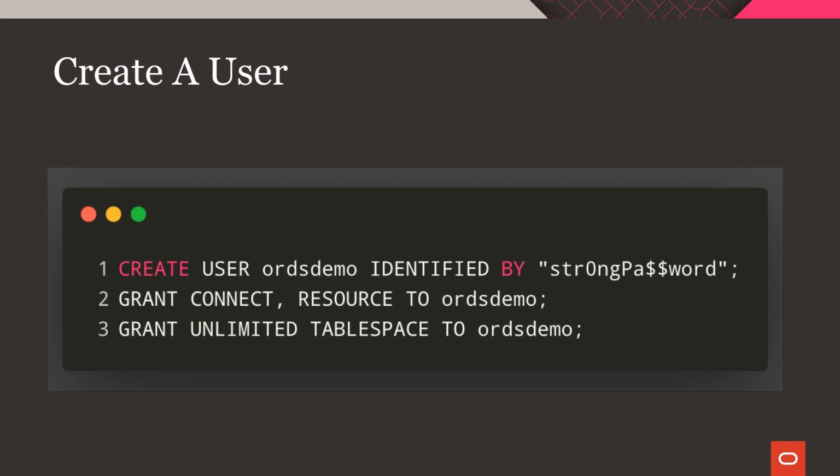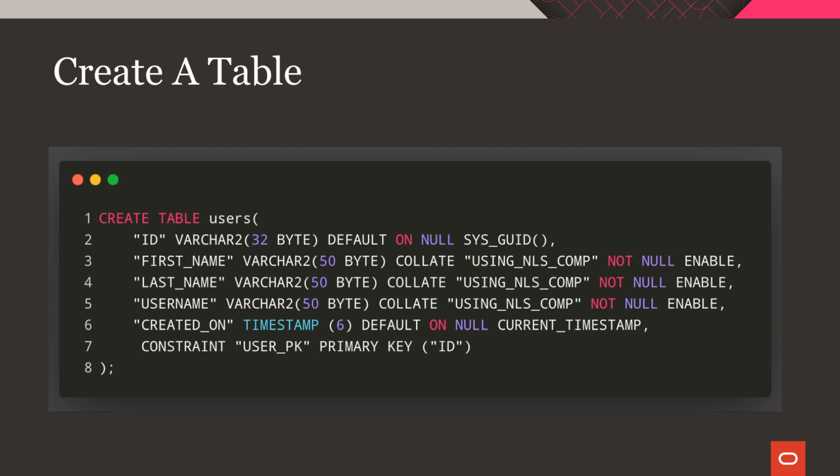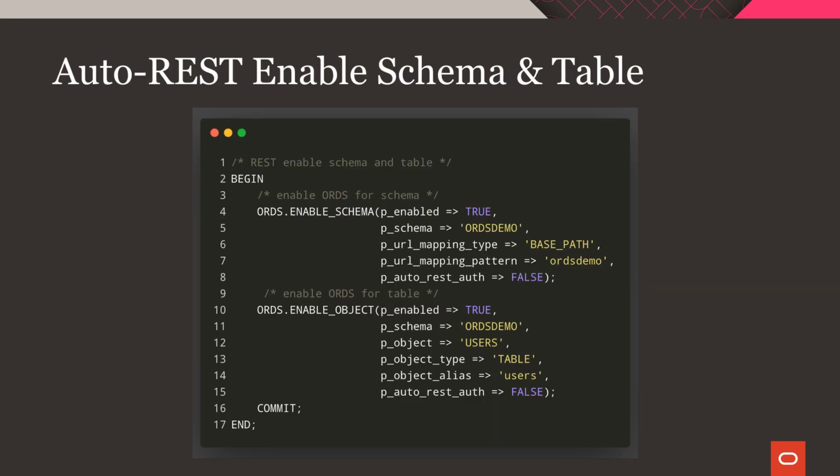The first thing we need to take care of for this demo is to create a user. If you'd like to try it out yourself, run the statements here to get that done, making sure to choose a strong password for your user. Next, we'll create a simple users table with a few typical columns. There's really nothing special going on here at all, which is a good way to show you that you can REST enable just about any existing table in your database. Now, enable ORDS on both the schema and the users table with the queries shown here. Our schema's URL mapping pattern in the first call to enable schema and the object alias in the second call will both be used to construct our service URL later on.